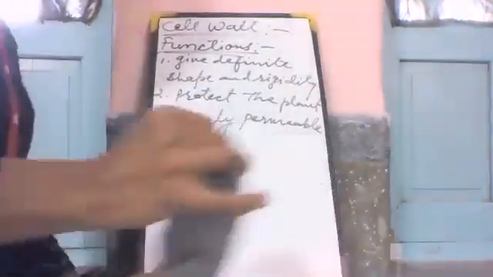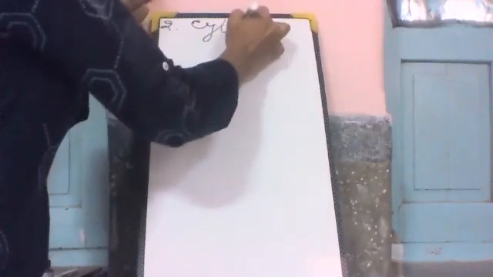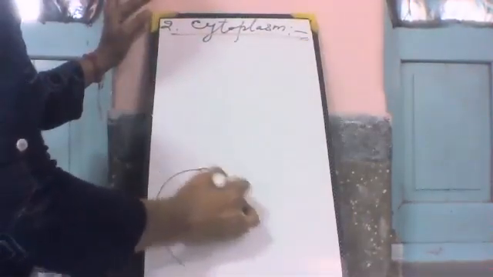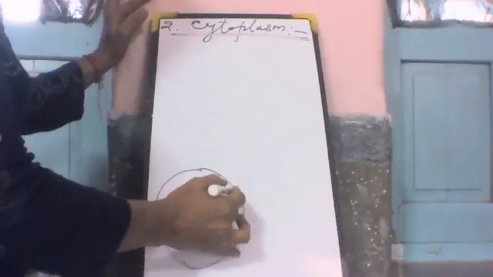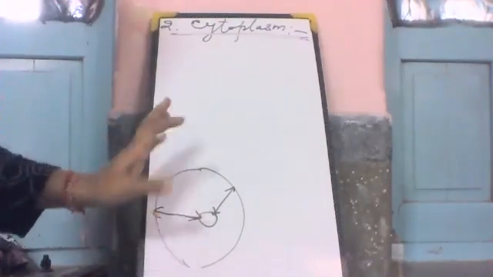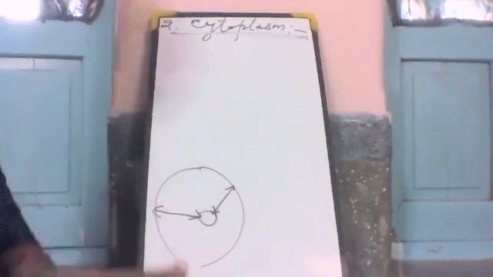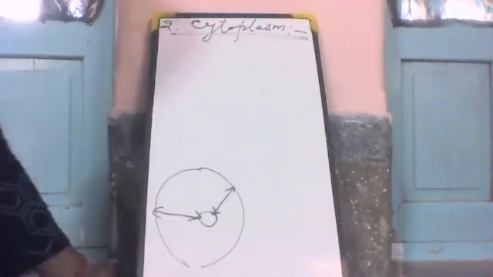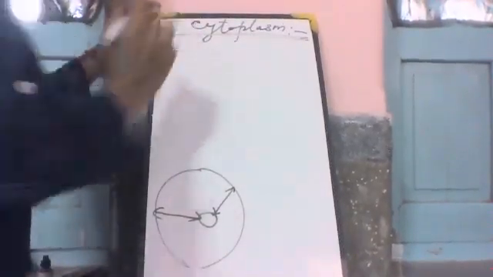The next part is cytoplasm. The cell is divided into three parts: cell membrane, cytoplasm and nucleus. We have completed the first part, plasma membrane. Now the second part of cell is cytoplasm. Cytoplasm is the part of a cell present between the plasma membrane and nucleus. The part between the plasma membrane and nucleus is known as cytoplasm.